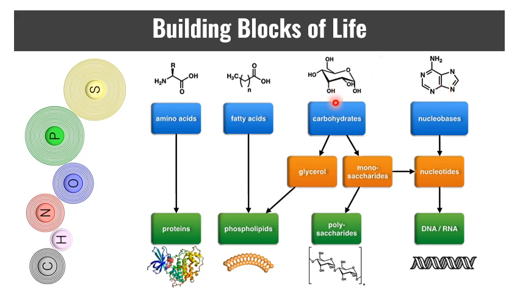So we can look at the balance of C, H, and O to tell the difference between a lipid and a carbohydrate. We can look at the presence of sulfur to identify a protein, and we can look at the presence of phosphorus to identify a DNA or RNA.